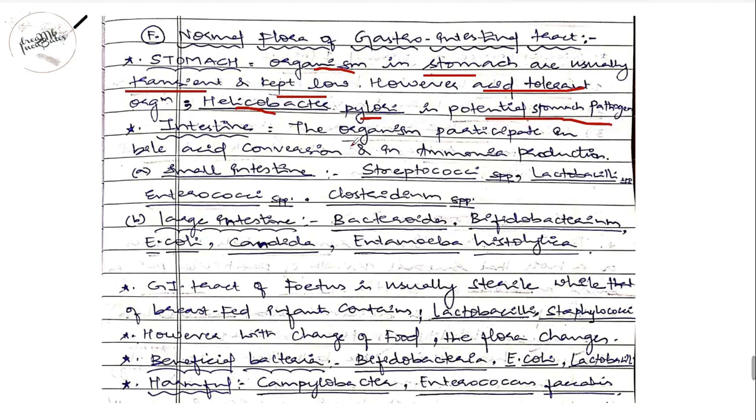Intestine: the organisms participate in bile acid conversion and in the production of ammonia. The small intestine involves normal microbial flora such as streptococci, lactobacilli, enterococci, and Clostridium species, while the large intestine consists of bacteroides, Bifidobacterium, E. coli, Candida, Entamoeba, etc. The gastrointestinal tract of a fetus is usually sterile, while that of breastfed infants consists of lactobacilli or staphylococci.